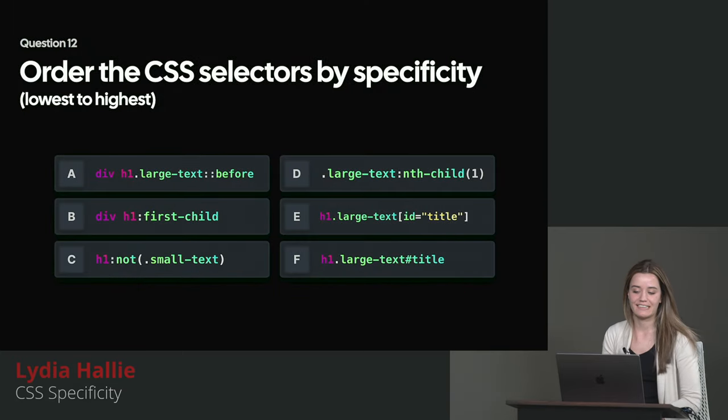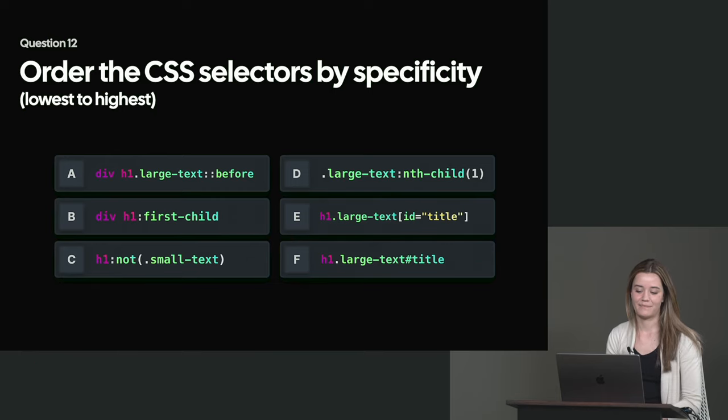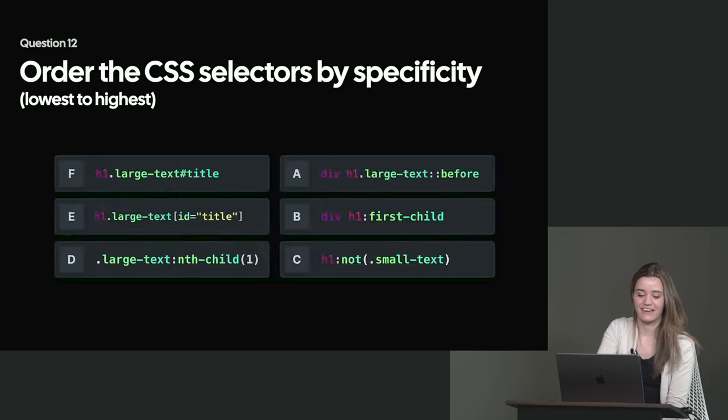Order the CSS selectors by specificity, lowest to highest. A, B, C, D, E, or F. All right, so lowest to highest. So the right answer is F, E, D, A, B, C.